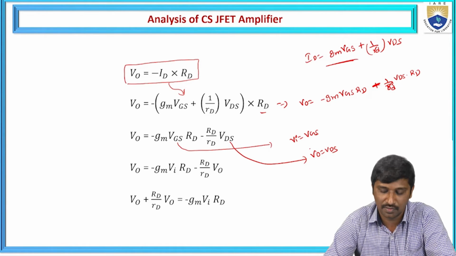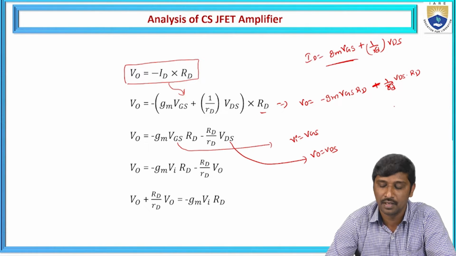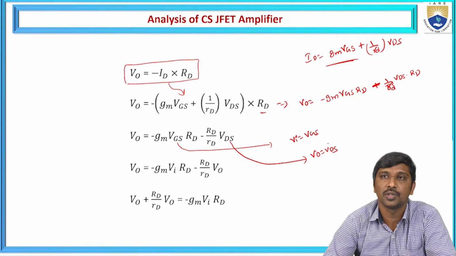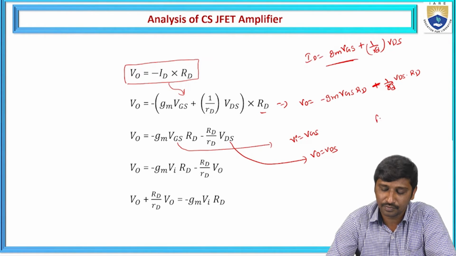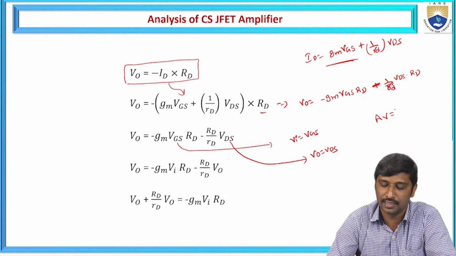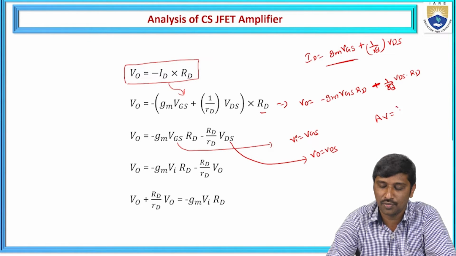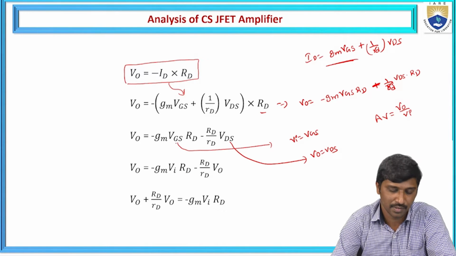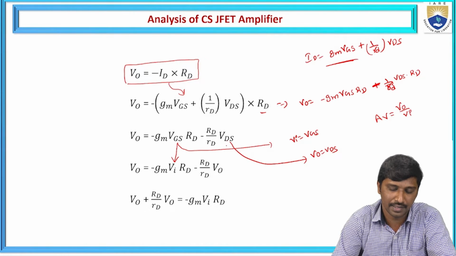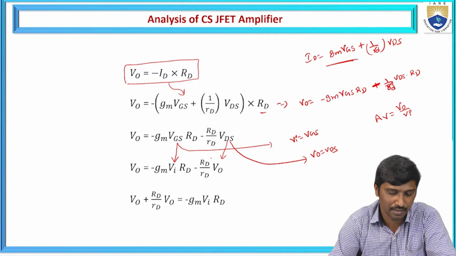Why am I replacing them in terms of Vi and V naught? If you want to determine the gain, the gain is defined as a ratio of output parameter to the input parameter. In this case, we are going to define the voltage gain, which is the ratio of output voltage to the input voltage, means V naught by Vi. That is the reason I converted in terms of V naught and Vi, means VGS is replaced with Vi and VDS is replaced with V naught.